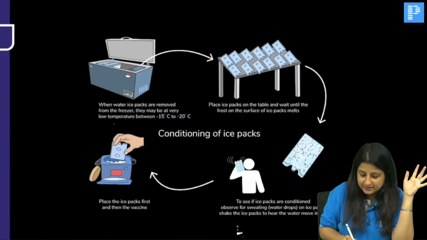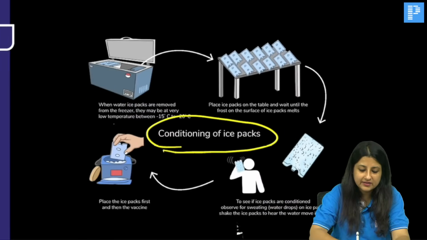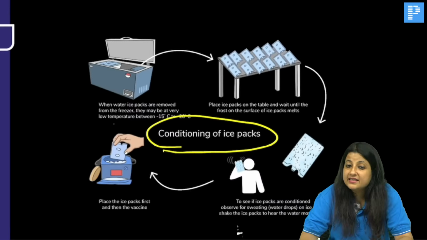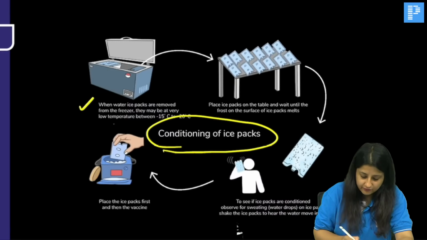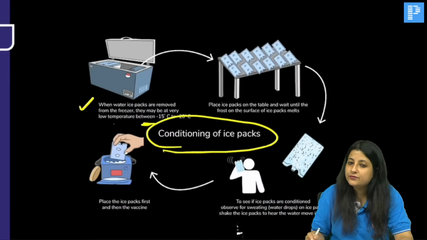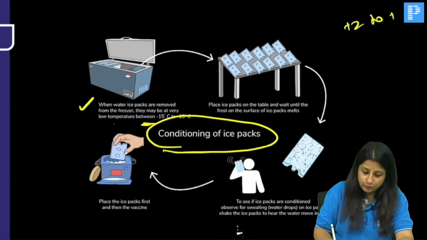What is this? Just look at the name, what is written over here? Can you read all this, guys? What is the name of this? This is conditioning of ice packs. Now what is written over here is that when ice packs are removed from the freezer, they are at -15 to -25, and vaccines are meant to be at +2 to +8, right?